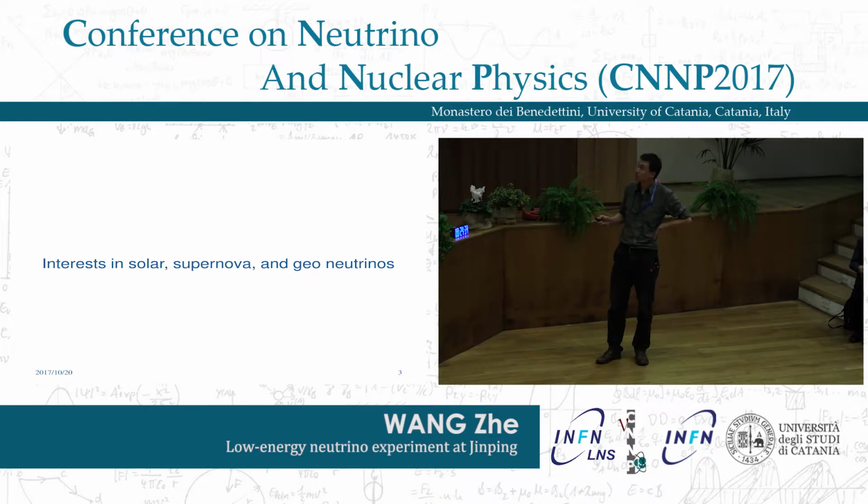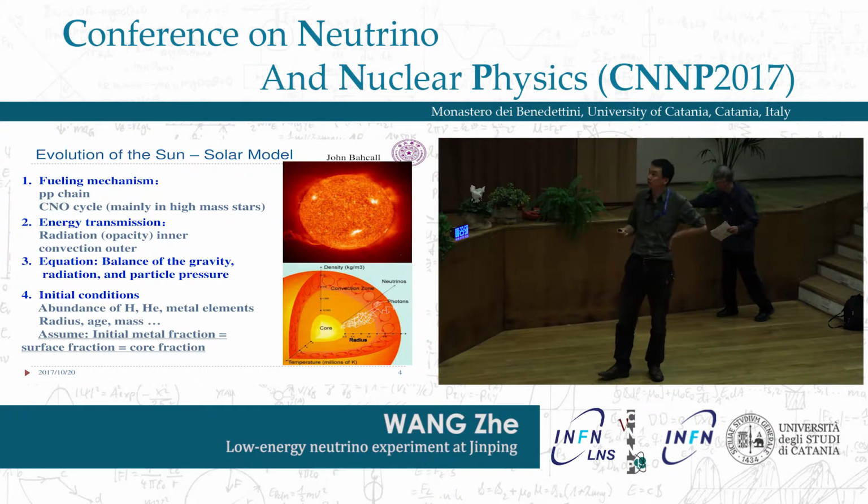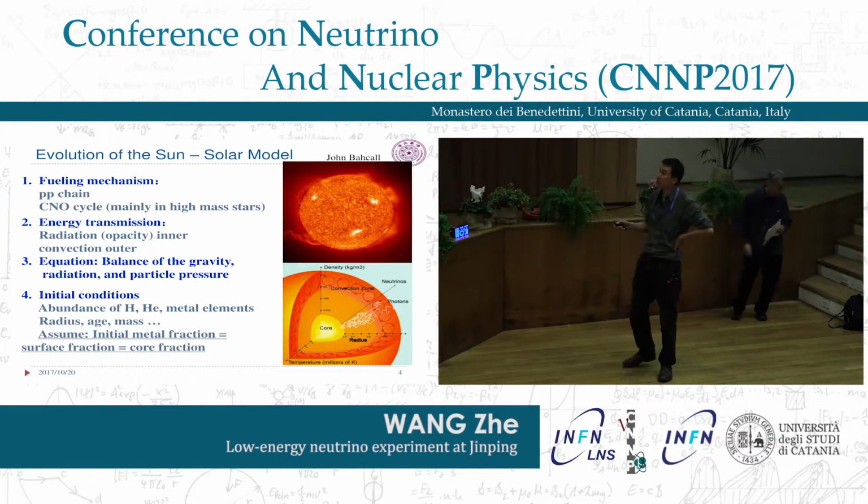We have strong interest in the solar, supernova, and geo-neutrinos. So for the sun, we know it's fueled by the PP fusion chain and CNO fusion cycles. Particularly, this CNO cycle is really minor, 1% in the sun. However, it's 99%, dominant, in other high mass stars. Then the energy is propagated to the surface. In the inner core, it's through radiation. There's a parameter called radiation opacity that governs the propagation of the energy. And the outer layer is through convection.